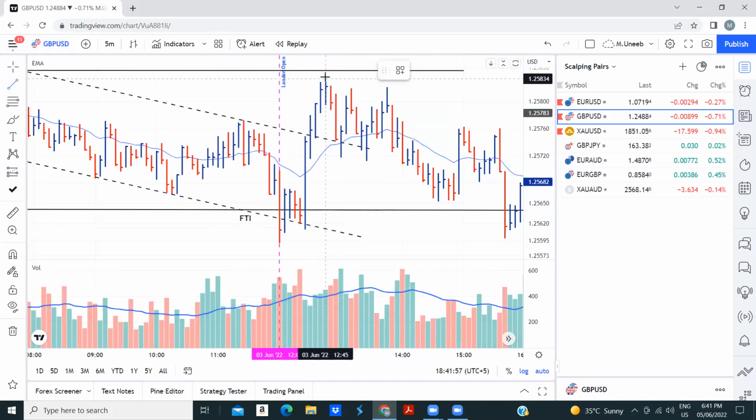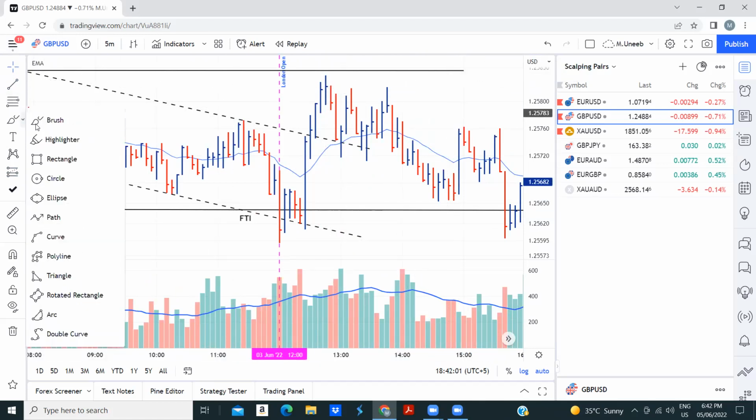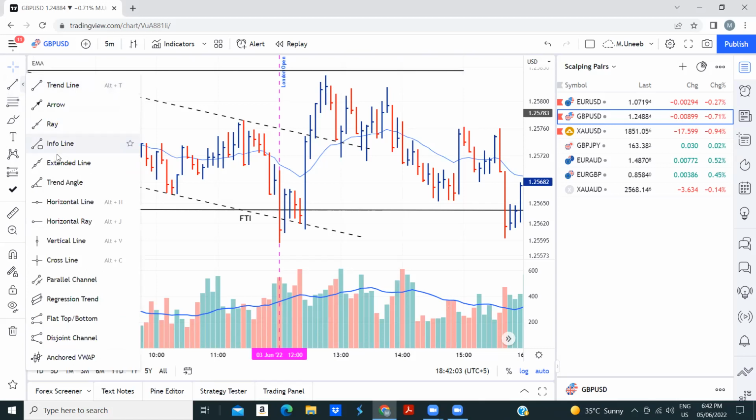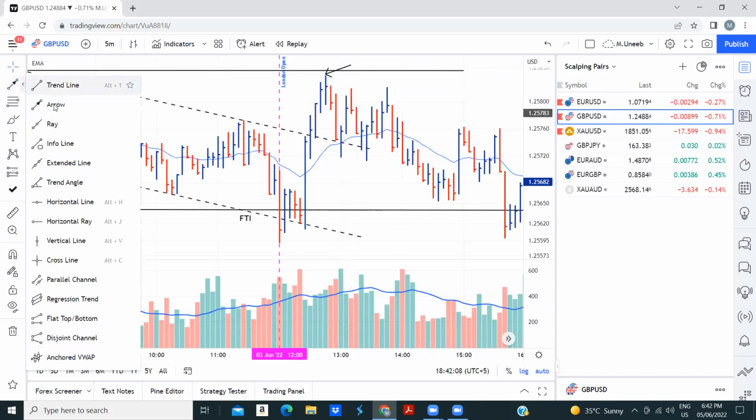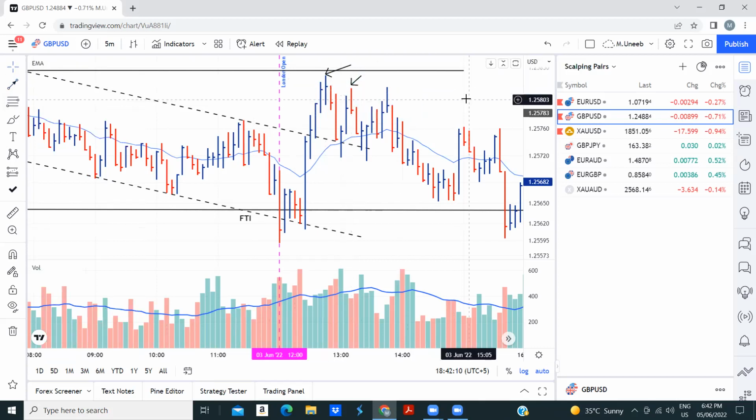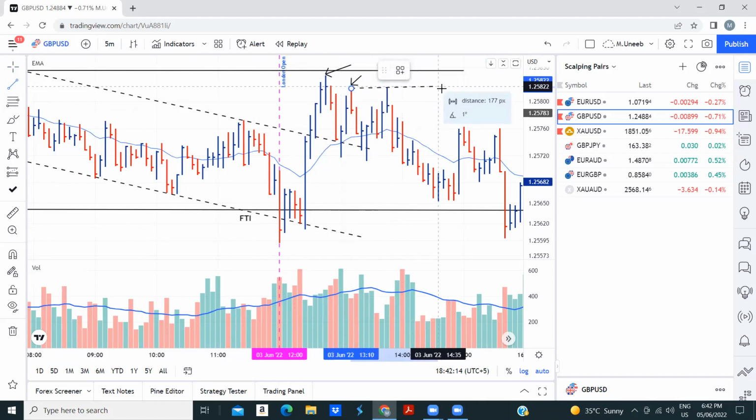And after distribution, what do we see here? The price starts making what? You see, as I told you, lower high. Lower highs, lower highs, lower highs, right? So what does it show you? That you can just take your next position right over here.